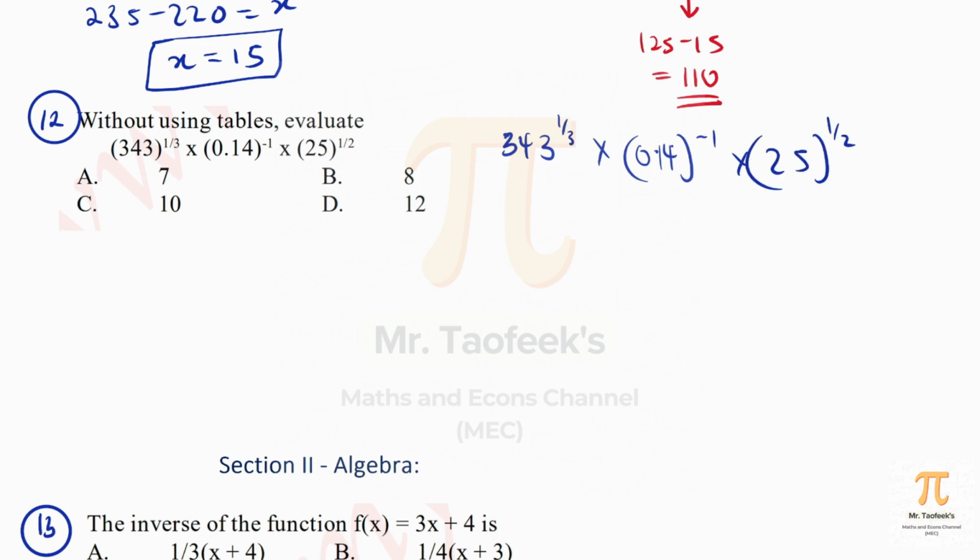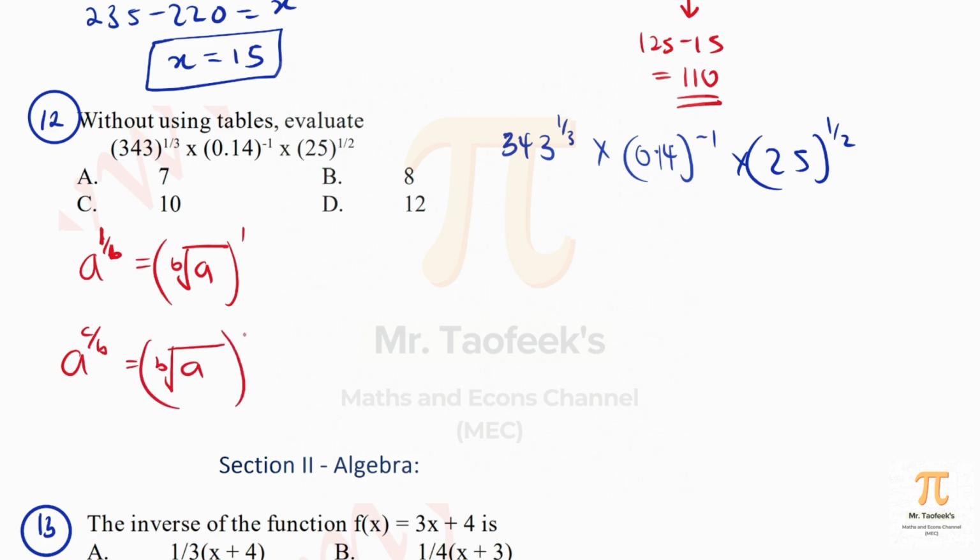Now, this is basically indices, and there's a rule about powers that says that whenever I have a to the power of 1 over b, this denominator of the power, which is b, is going to become the root of the number, so the bth root of a. And then this 1 over here is going to become the power. So if I have something like a to the power of c over b, the b becomes the root of the number, while the c becomes the power of that.